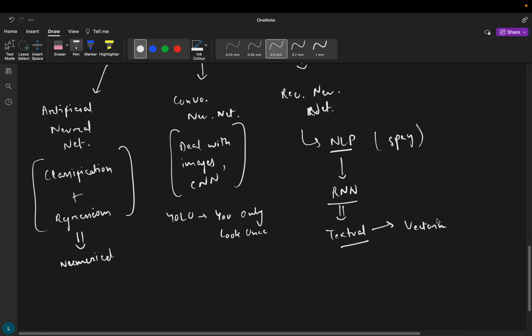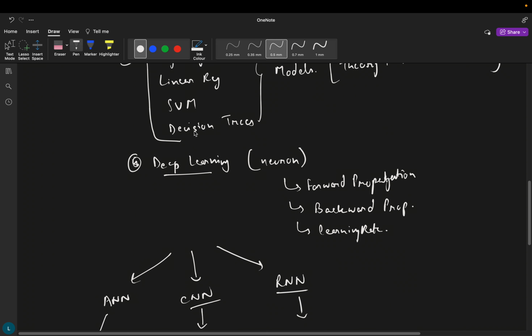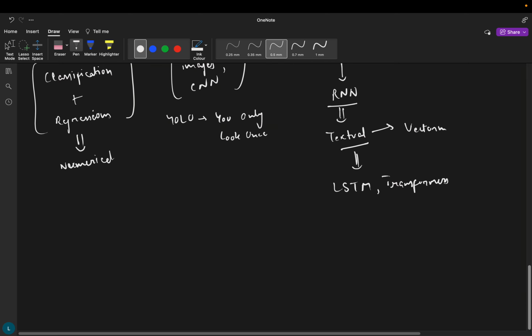Then when you are going to study advanced RNN, you are going to study how the transformers work, how the GANs work, the different diffusion models. But the very important step is LSTM and transformers. So these are the advanced concepts of RNN and very important as well. Okay, so after the RNN, your deep learning is also completed. This step 6 is also completed.